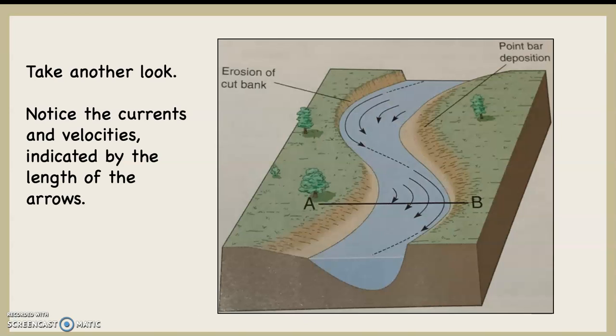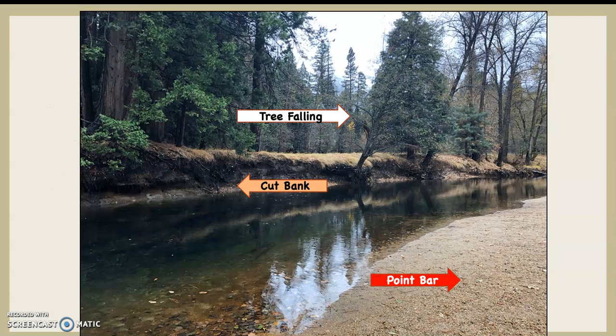Take another look. Notice the currents and the velocities indicated by the length of these arrows. You can see that as the water's going around the inside part of the bend, the water's going to slow down. That will result in deposition. Remember, every time a river slows down, material will be deposited in the hierarchy: heaviest material first, lightest material last.